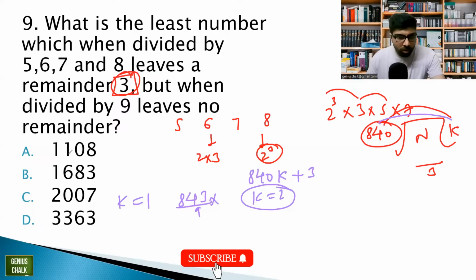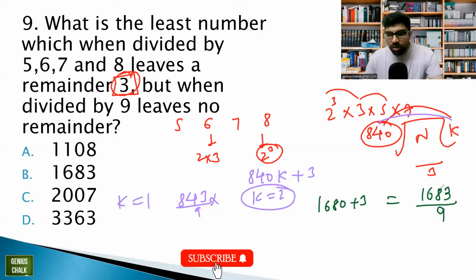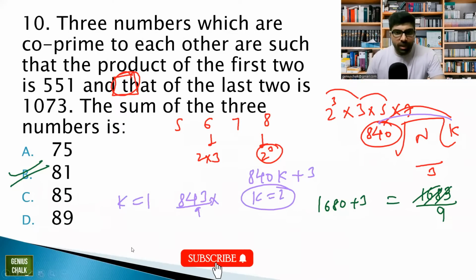Hopefully we'll get our answer because the numbers seem to be closer. But there are bigger numbers also, so we need to check it properly. So k equal to 2, that becomes 1680 plus 3. So this becomes 1683. Is it divisible by 9? Just check. 8, 6, 14 plus 3, 17, plus 1 is 18. Yes, the total sum is 18. So this is divisible by 9. That's why my answer is option B. Right? I hope the concept is clear.